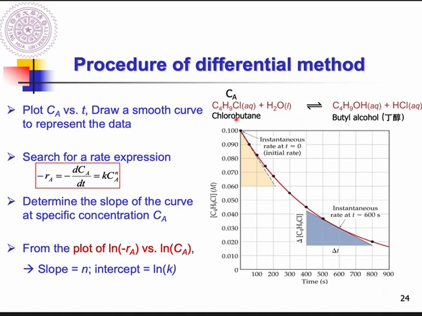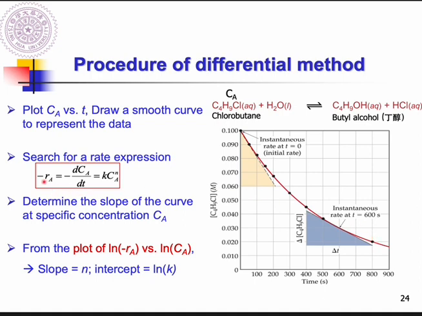We just record the concentration of chlorobutane as a function of time. Then you can see the concentration decrease as a function of time, and you get lots of data points, right? So then we plot the concentration of CA, which is the chlorobutane, as a function of time. Then we draw this smooth curve to represent the data.